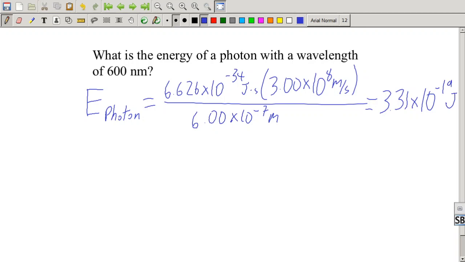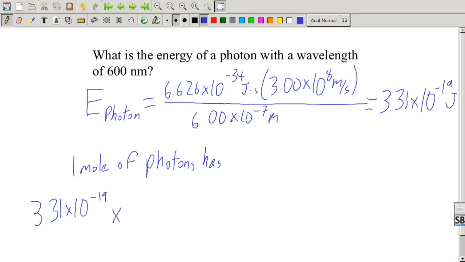But let's put this into perspective. Say, for example, we have a light source that is capable of generating 1 mole of these photons. We can calculate that. We can say, all right, take the energy of a single photon, 3.31 times 10 to the negative 19th joules, and if we multiply that by Avogadro's number, oops, not joules per mole, but just per mole. What kind of answer do we get for this?